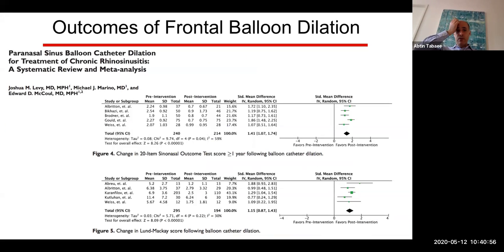There's an important paper published by my colleague, Dr. Ed McCool in New Orleans on sort of a global view of balloon catheter dilation. So this was a very well done meta-analysis. This came out in the White Journal a couple of years ago. Very important reading, I think, if you're doing balloon work. It generally speaks to the quality of these papers and the fact that there is a meaningful positiveness to the balloon work.